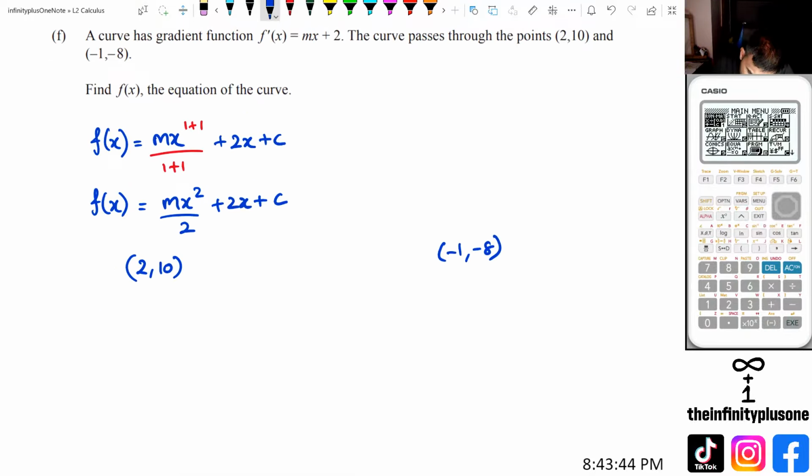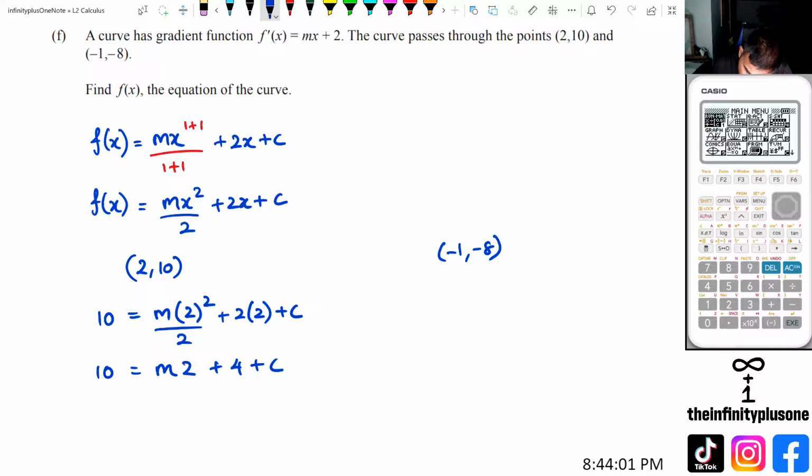So when I do that, I'm going to get 10 equals m times 2 squared over 2 plus 2 times 2 plus c. Then I've got 10 equals m times 4 over 2, so that's going to become 2m plus 4 plus c. Rearranging this, I'm going to get 10 minus 4 equals 2m plus c. So 6 equals 2m plus c.